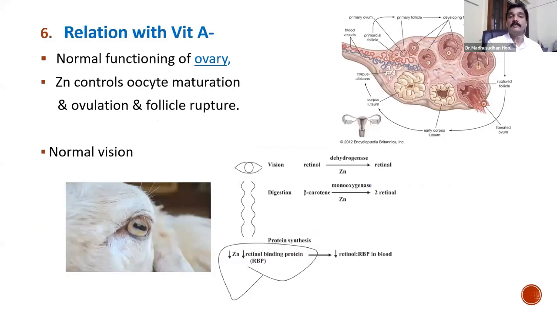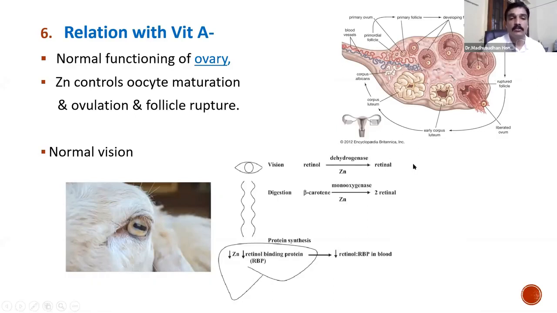In relation with vitamin A, zinc is involved in the normal functioning of the ovary. For the rupture of the follicle, the oocyte maturation, and ovulation, zinc is controlling these functions. Hence, in collaboration with vitamin A, it is controlling these functions: ovulation, oocyte maturation, and follicle rupture.